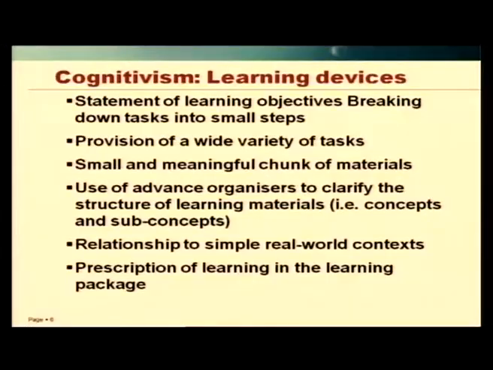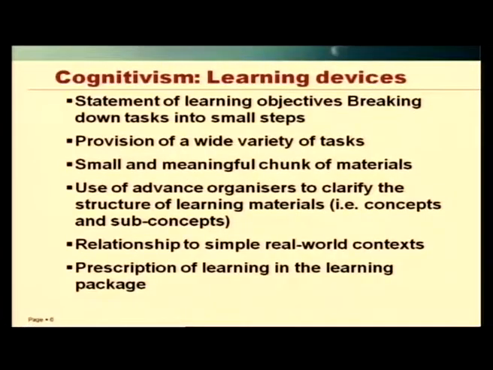In cognitivist theory, relating learning to simple real world contexts is very important, because whatever one learns is in an abstract way, and therefore one must be in a position to relate it to different contexts and apply it. Whatever is taught must be applied in context, and therefore students learn better. And finally, prescriptive learning in the learning package. That should also be there.